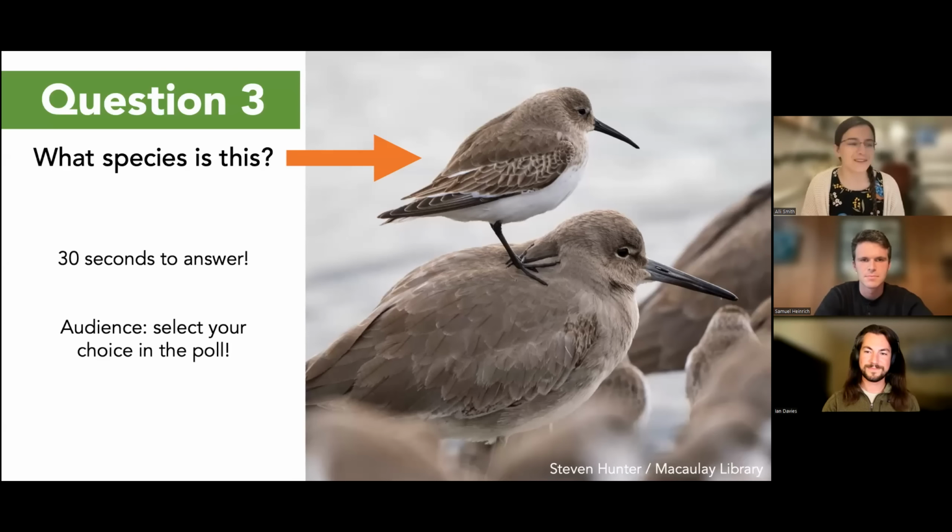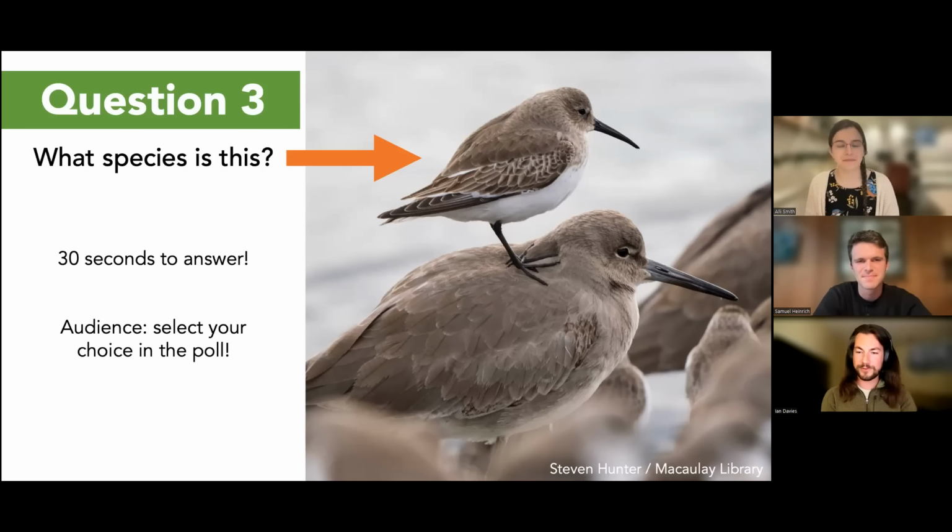All right, Ian, what is this absolutely delightful shorebird on top? I love this double-decker shorebird we got going on here. It's fantastic. The top shorebird is a dunlin to my eyes. What makes you say dunlin here?